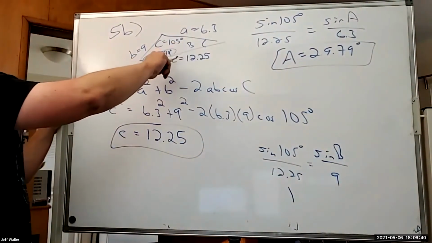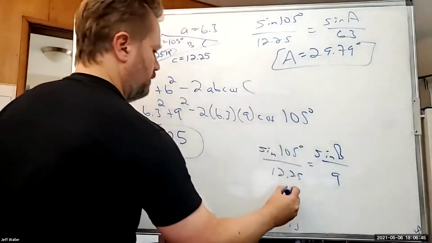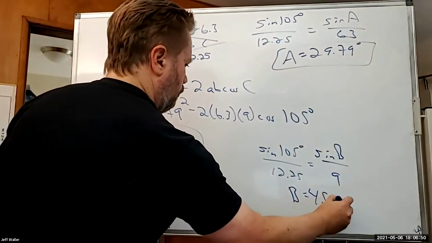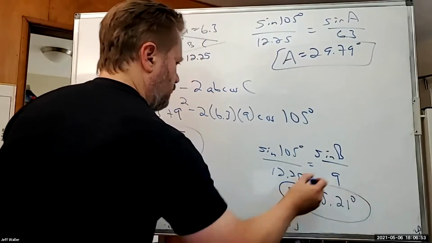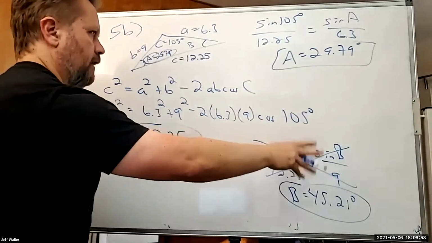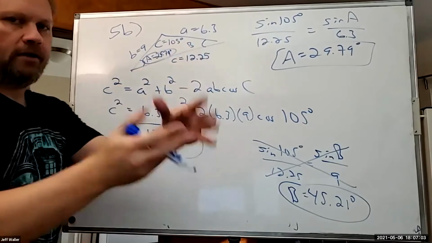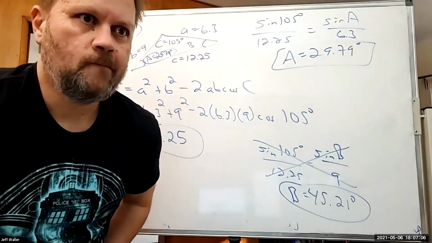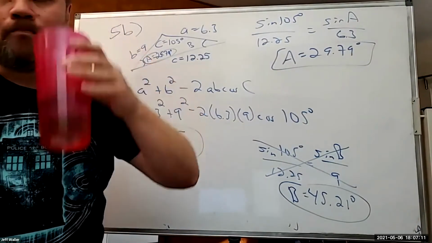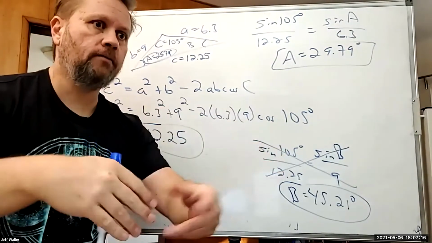So 105 plus 29.79 is 134.79. And what's left over is what you would get if you do this, which is 45.21, I believe. You didn't have to do this. Everybody with me? I just temporarily got law of sines happy. But the minute I have two angles, the third angle, I don't need a law of anything. All right, so that completes that. The rest of that is on the solutions video, which is up there.